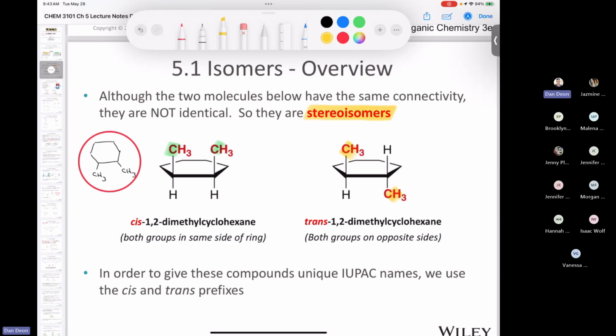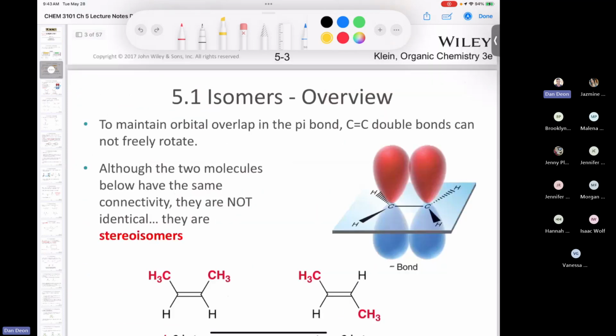And when we have stereoisomers, we have to give them unique names because these two compounds are going to have different melting points, different boiling points, et cetera. They're different compounds. So one we call cis-1,2-dimethylcyclohexane, and the other one we call trans-1,2-dimethylcyclohexane. Cis for the 2 methyl groups on the same side of the ring, trans for the 2 methyl groups on opposite sides of the ring.